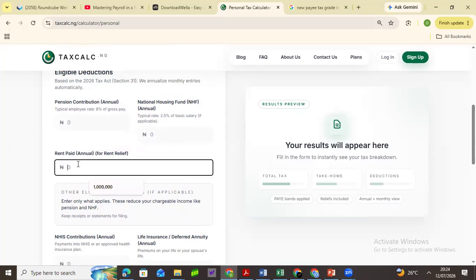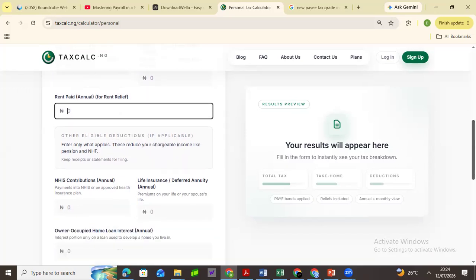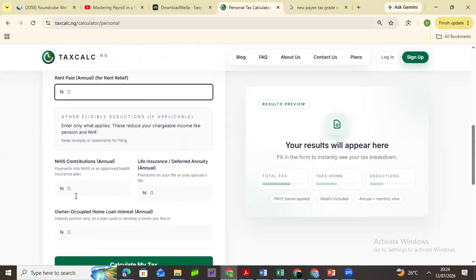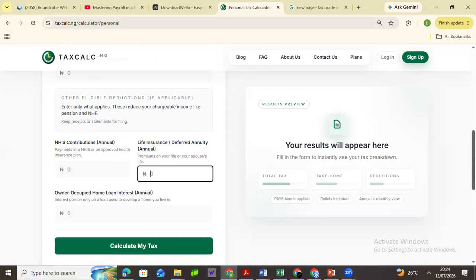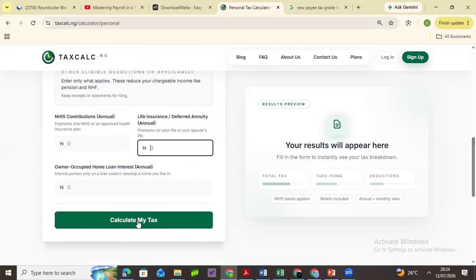So I put my annual pension, what I contribute for NHF yearly, then my rent relief depends. So if my rent is 1.5 million naira, it's going to calculate 20% of 1.5 million naira. And then there's NHIS contribution annually, and life insurance, if the employee is contributing for that too. And then click here, calculate my tax.